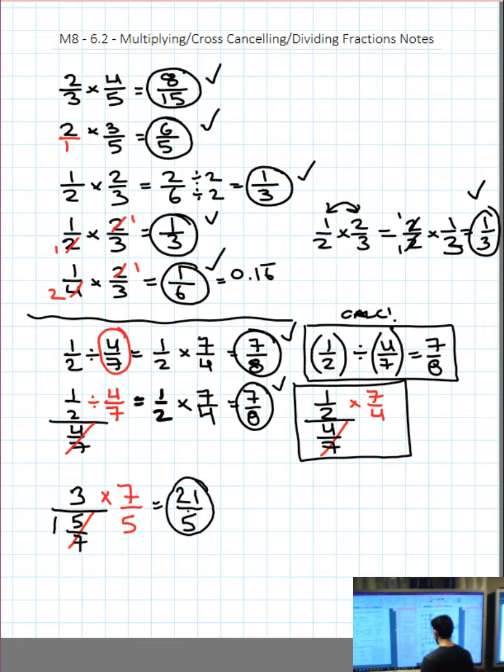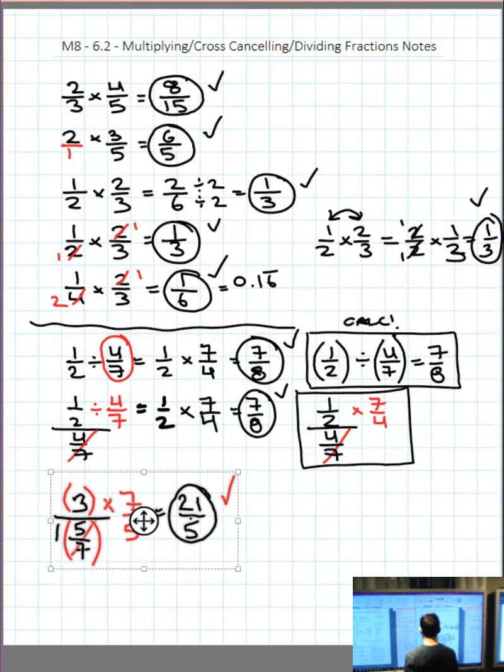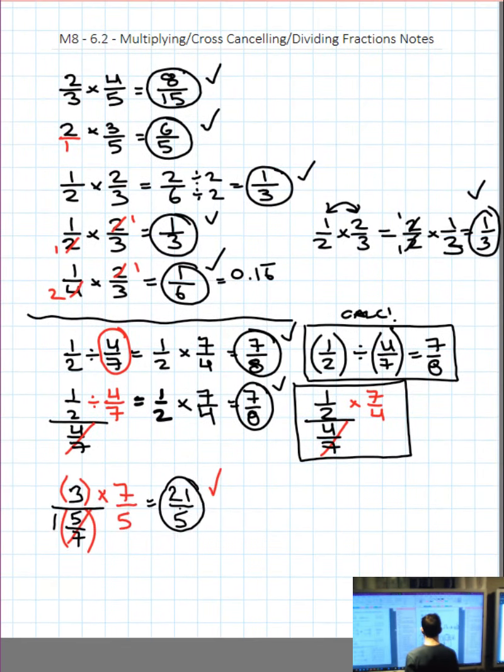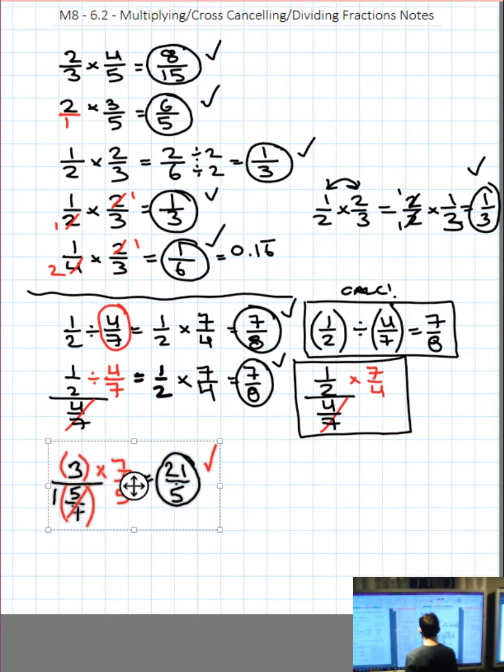I'm going to circle my answer. I'm going to check my answer on the calculator. Remember, if you're going to be typing these things into the calculator, you need to make sure that you put brackets around the top and brackets around the bottom. So 3 with brackets around it divided by open bracket, 5 divided by 7 is 4.2. 21 over 5 is also 4.2. So check mark. Again, making sure that we're very careful as to which one is the big over versus which one is the small over.